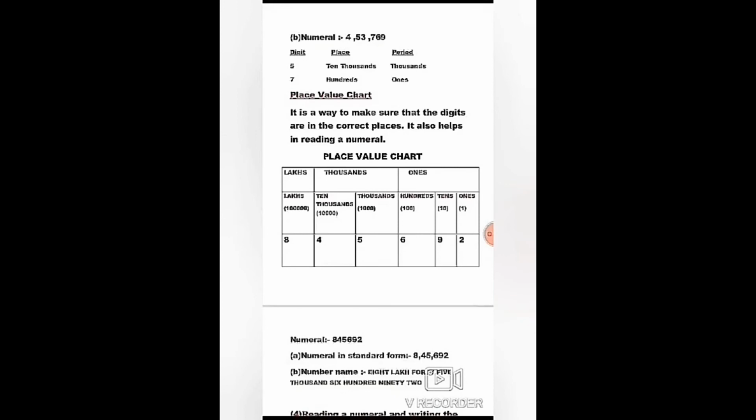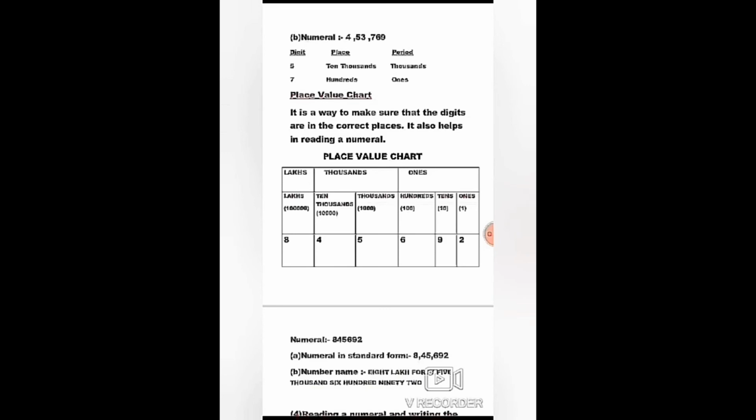Okay, there is a numeral before you, 4,53,769, and in that 2 digits are colored in red. You have to write the place and period of these digits. The place of 5 is 10,000s and period is thousands. The place of 7 is hundreds and the period is ones.